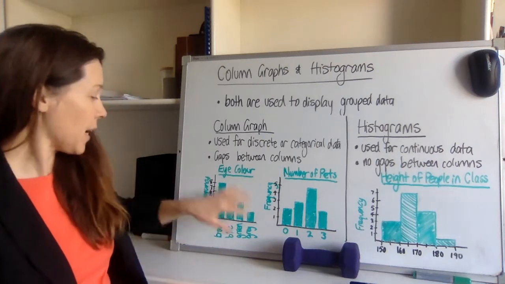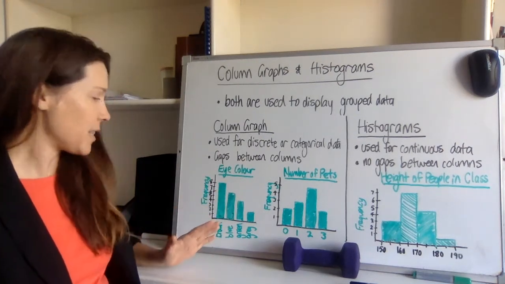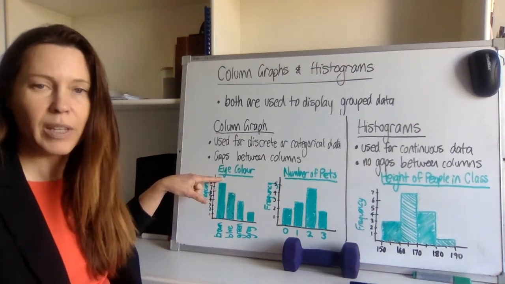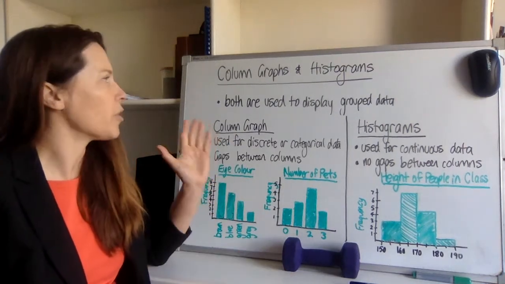So you can get quite a lot of data from that. You can also see at a glance that brown eyes is the most common thing for this group. And that's the main virtue of a column graph or a histogram.